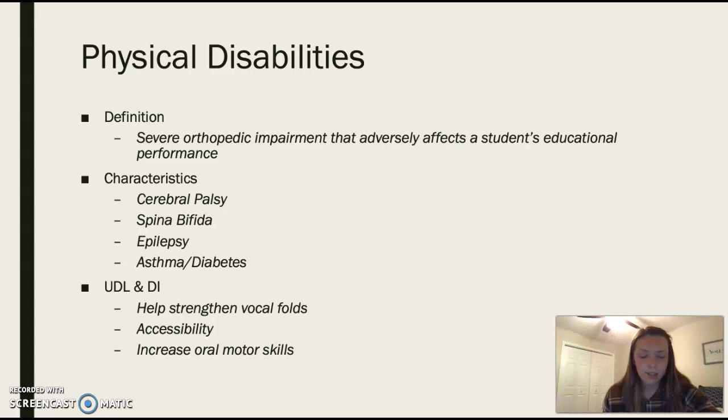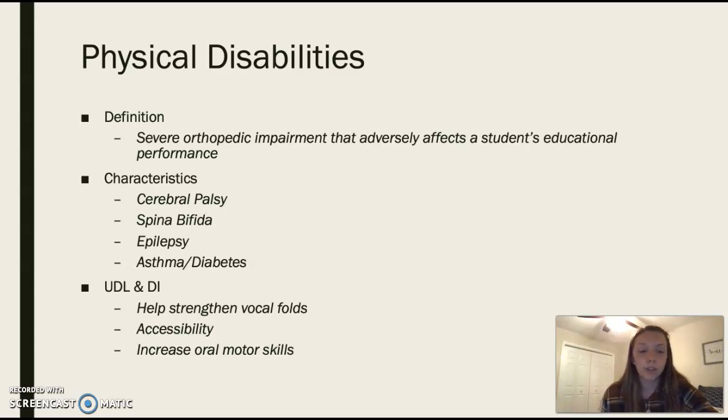Physical disabilities is our next one. The definition: severe orthopedic impairment that adversely affects a student's educational performance. Certain characteristics: cerebral palsy, spina bifida, epilepsy, asthma, diabetes. Obviously, asthma and diabetes are not as physical. They are not seen on the outside most times.